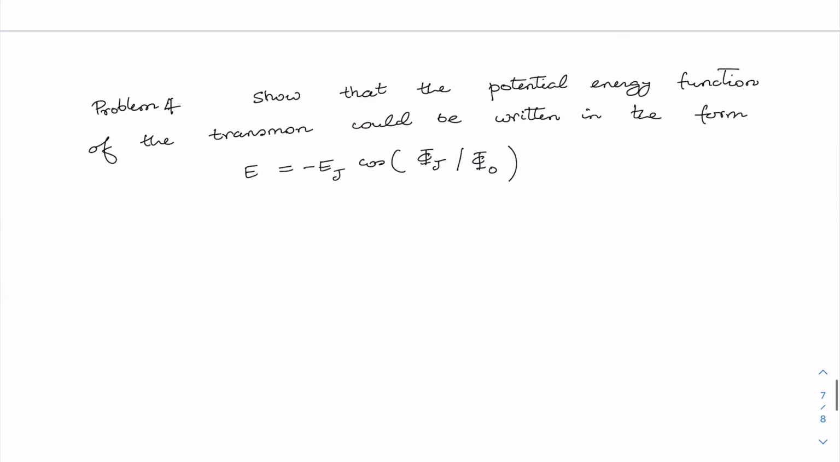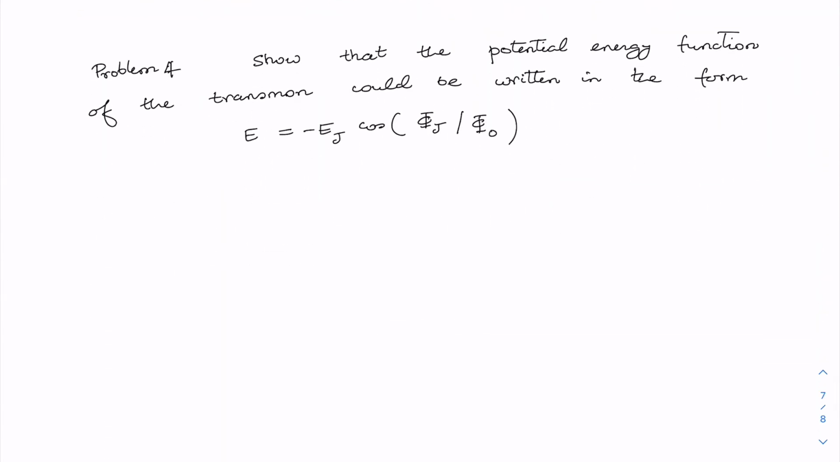Let us now work out this particular problem. You are asked to show that the potential energy function of the transmon could be written in the form E is equal to minus Ej cosine of phi j by phi 0. Phi j is the magnetic flux across the junction, phi 0 is the so-called flux quantum, and Ej is the Josephson energy. In fact, we discussed the transmon Hamiltonian in lecture number 18 of the course.